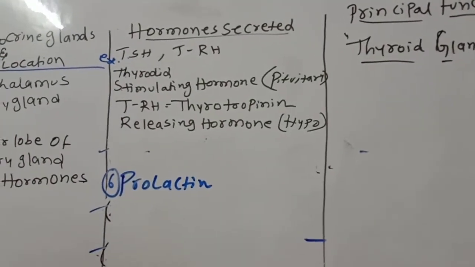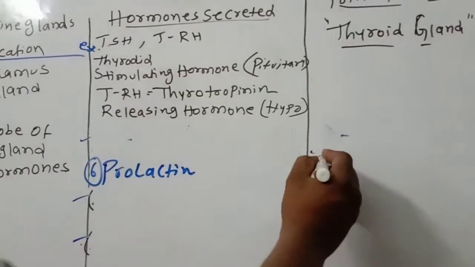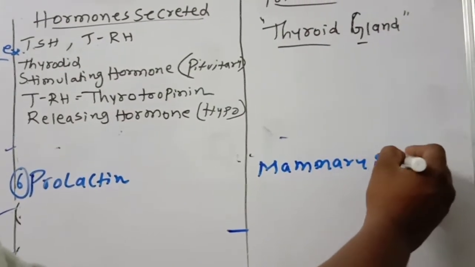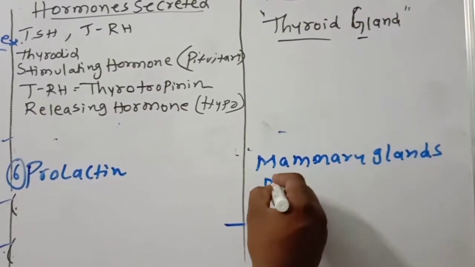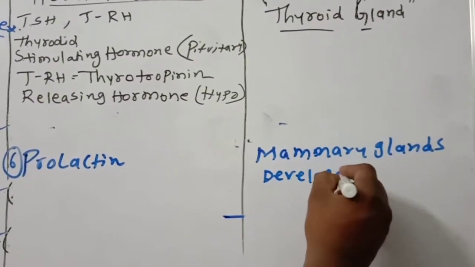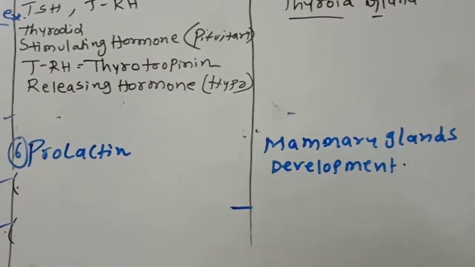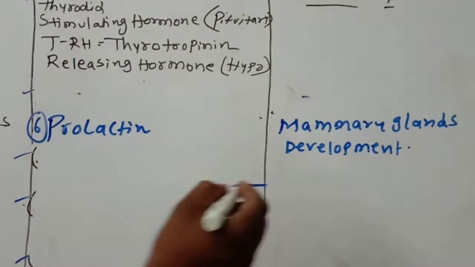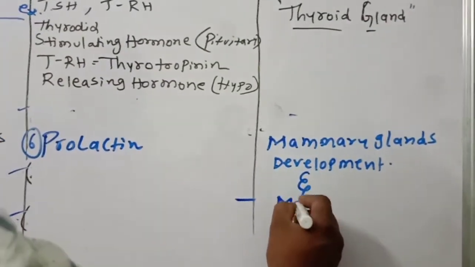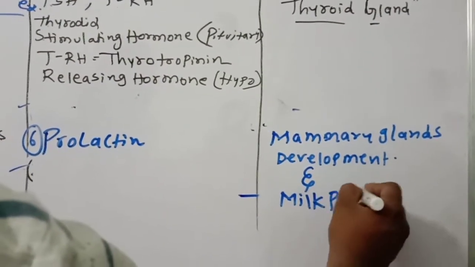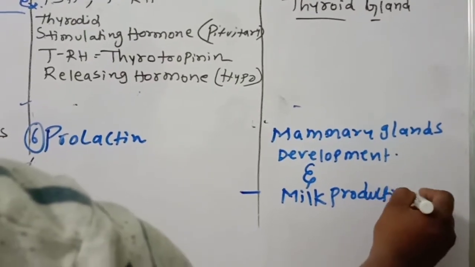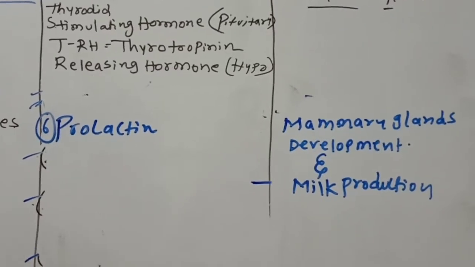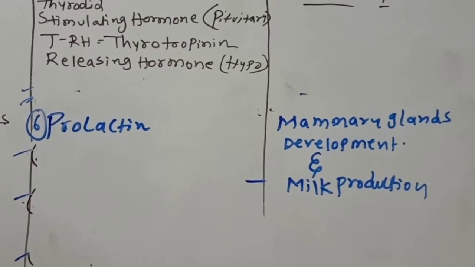The prolactin function is mammary gland development. They will perform mammary gland development, and milk production. Milk production is possible with the help of prolactin. Mammary gland development and milk production: these points you should remember.